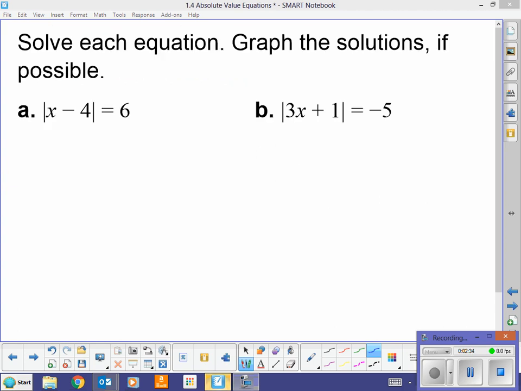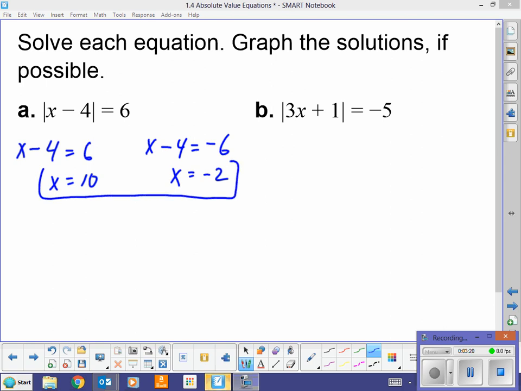Okay, so let's solve each equation, graph the solutions if possible. I'm not going to graph them on here. I'll sketch maybe the first one or two. Okay, so if x minus 4 is positive, x minus 4 equals 6, right? But we know inside here, that can also be negative. So x minus 4 can also equal negative 6. We have two cases. So usually I write these side by side, and then I just solve them. If I add 4 to both sides here, x equals 10. If I add 4 to both sides here, x equals negative 2. And those are my two solutions.